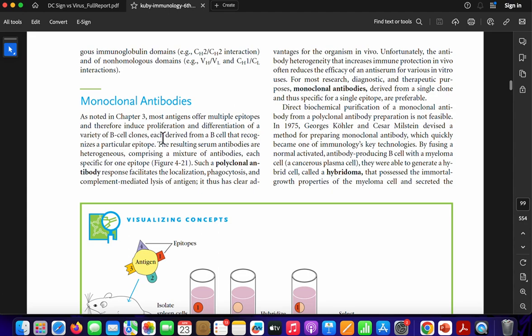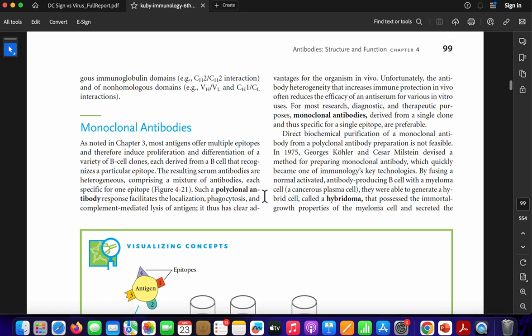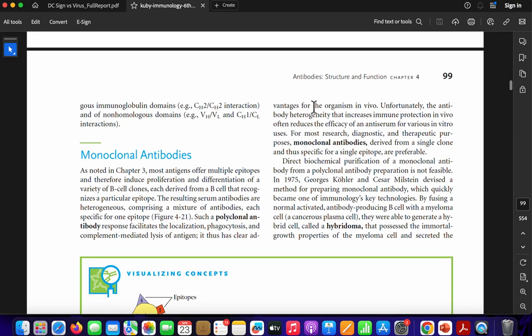a variety of B cell clones, each derived from a B cell that recognizes a particular epitope. The resulting serum antibodies are heterogeneous, comprising a mixture of antibodies, each specific for one epitope. Such a polyclonal antibody response facilitates the localization, phagocytosis, and complement-mediated lysis of antigen. It thus has clear advantages for organisms in vivo.